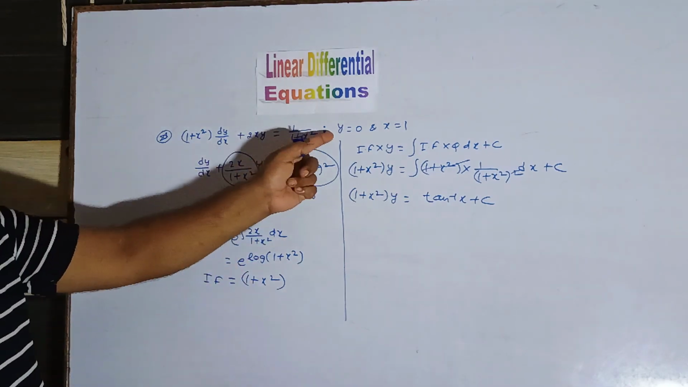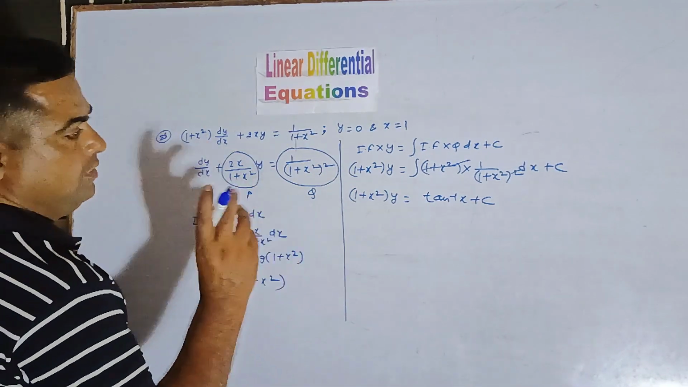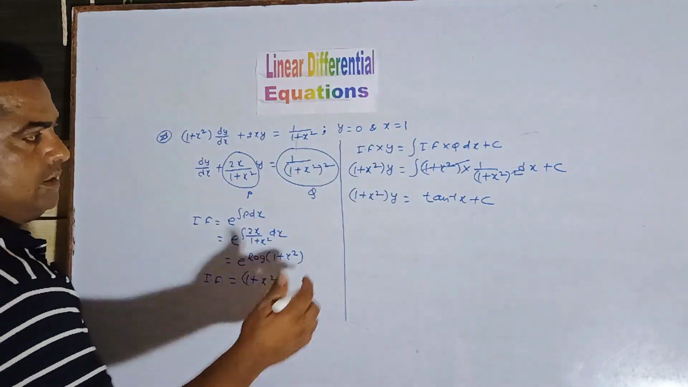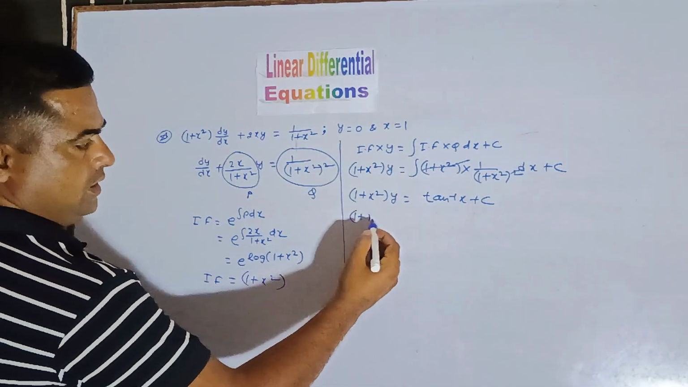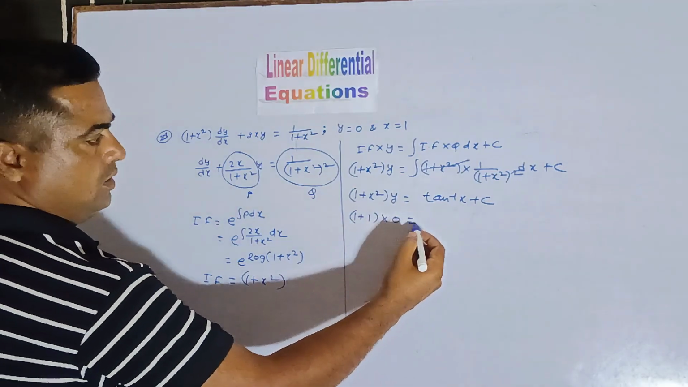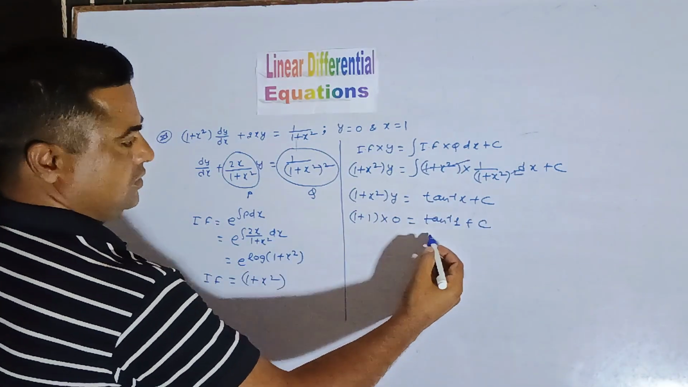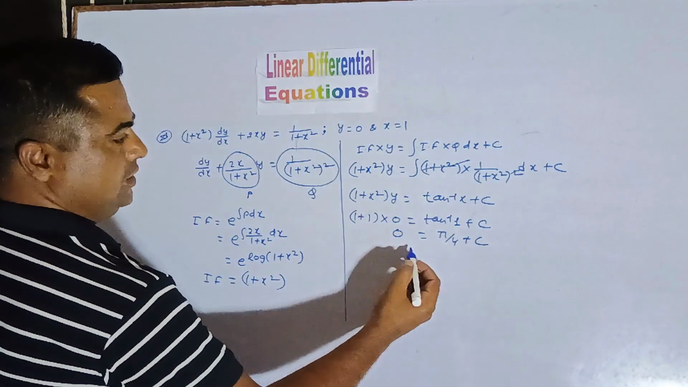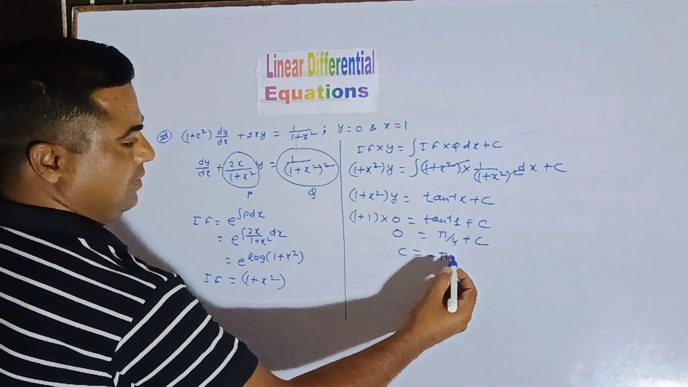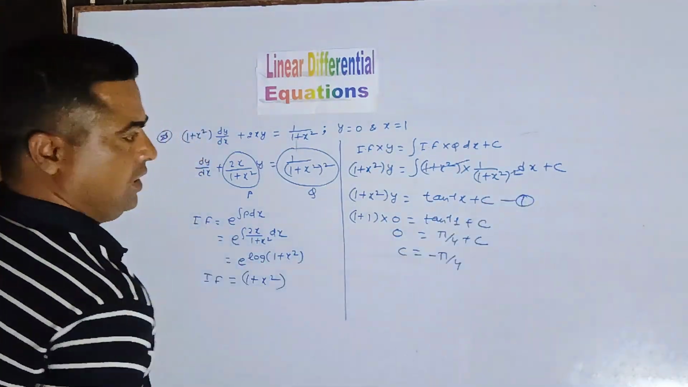Students, you can see here the value of y is 0 and the value of x is 1. Correct? Now we will find the value of c here. We are putting x equals 1. So 1 plus 1 square is 2 and y is 0. Tan inverse, the value of x is 1. After solving, tan inverse 1 is pi by 4, plus c, and this will be 0. So c will be minus pi by 4. This value of c we will put in this equation number 1.